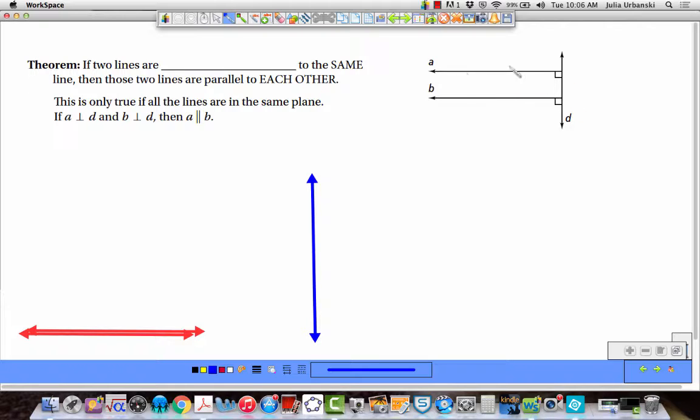But what this is saying is that two lines are perpendicular to the same line. If two lines are perpendicular to the same line, what do you think happens to those two lines? Right here, A and B. They're parallel, that's right. Then they are parallel to each other. If two lines are perpendicular to the same line, 90 degrees and 90 degrees, then they're parallel to each other.